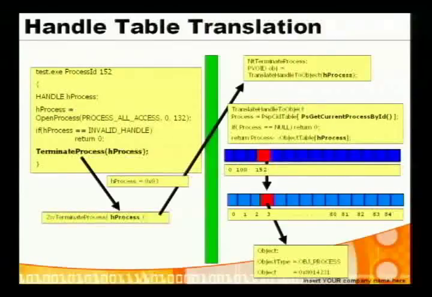Terminate process actually does a call to ntdll.dll with a ZW terminate process. That transitions us into kernel mode. We now go through the system call table, and we're into nt terminate process. This is an abstraction of how it works. It isn't the exact assembly. It isn't assembly level accurate, but it's an abstraction of how it would work conceptually.